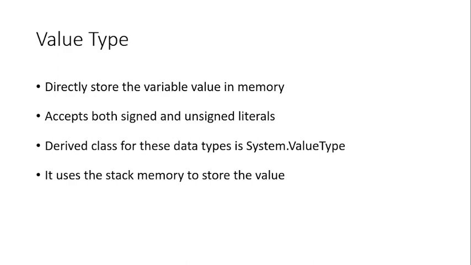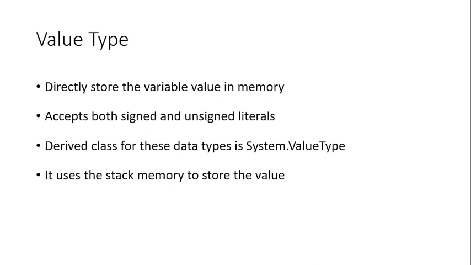Whenever you create a variable of value type, memory will be allocated directly, and we're capable of storing the value inside that particular memory. It accepts both signed and unsigned literals. So it can store signed, that is negative or positive, or unsigned, that is without any particular sign. Now, as you know, C Sharp revolves around object-oriented programming style, so all the data types are also derived from some sort of inbuilt class. These value types are derived from a class called System.ValueType.